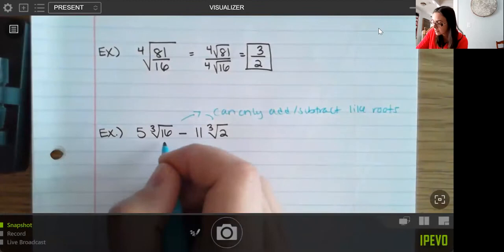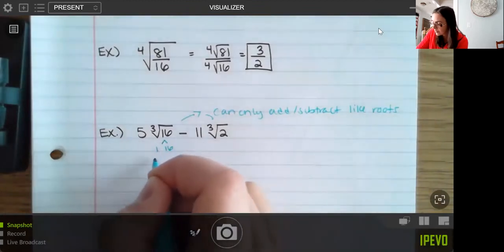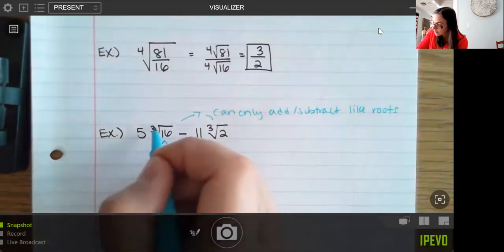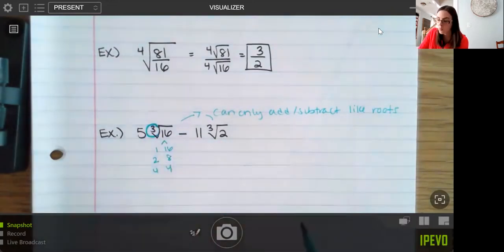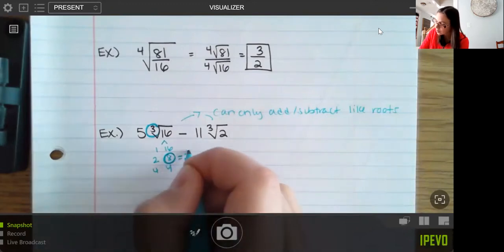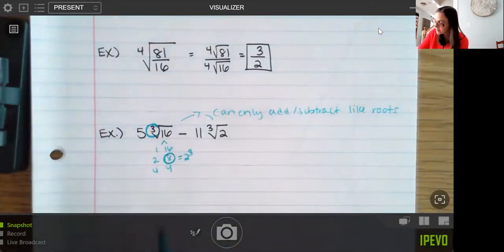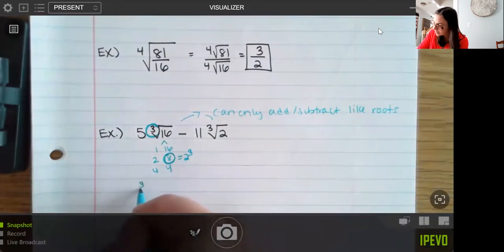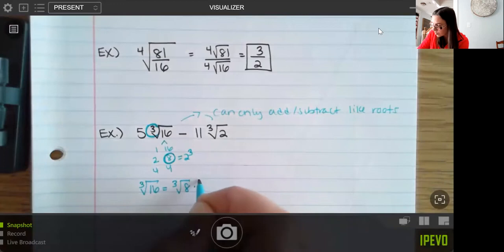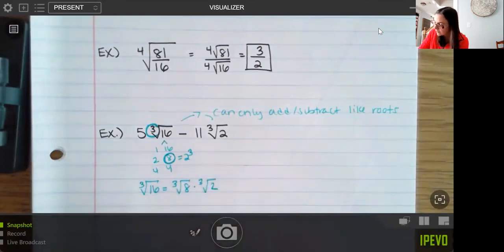So if I think about 16, I have 1 times 16, I have 2 times 8, and I have 4 times 4. Now I'm looking for a cube here, and the one that works is the 8, right? Because 8 is equal to 2 cubed. So I can split this. The cubed root of 16 becomes the cubed root of 8 times the cubed root of 2. And then this piece becomes 2.